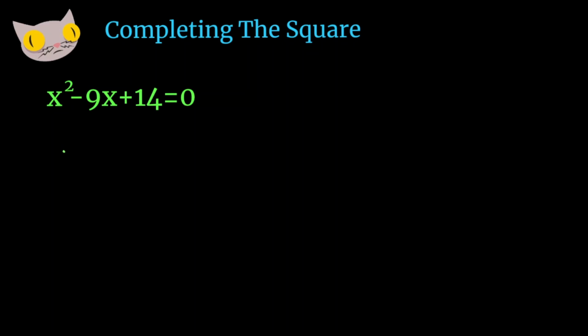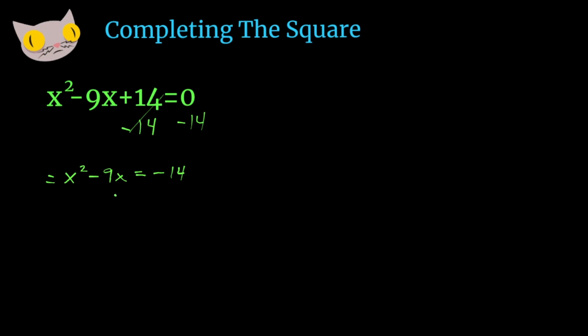First thing we want to do is subtract both sides by our constant term. That's going to be our positive 14. We're going to subtract 14 from both sides of the equation. And that leaves us with x squared minus 9x set equal to negative 14.